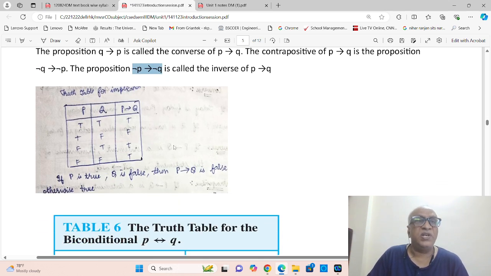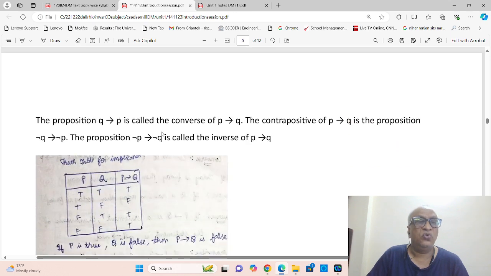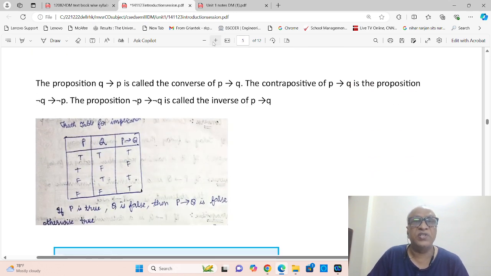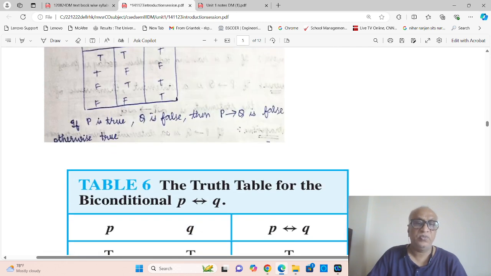Now coming to implication, P implies Q, this is my implication. For P implies Q, what the truth table says is that if P is true and Q is false, then P implies Q is false. So let us look at such a combination. In the second row, we see that P is true and Q is false. Then P implies Q is false.